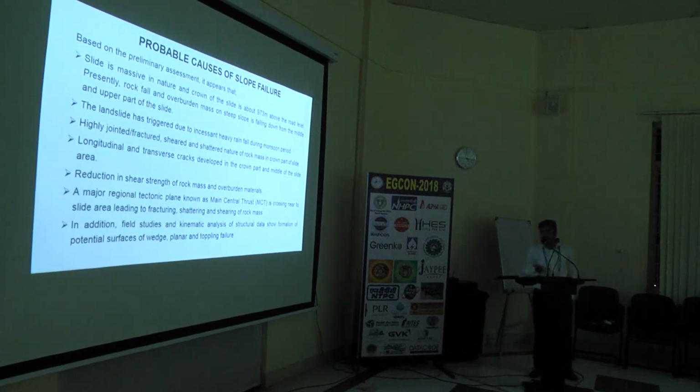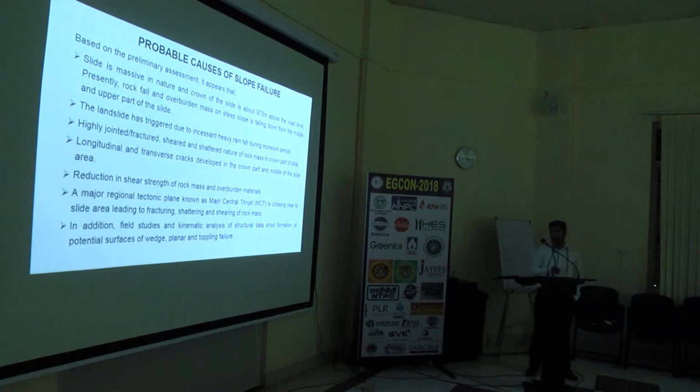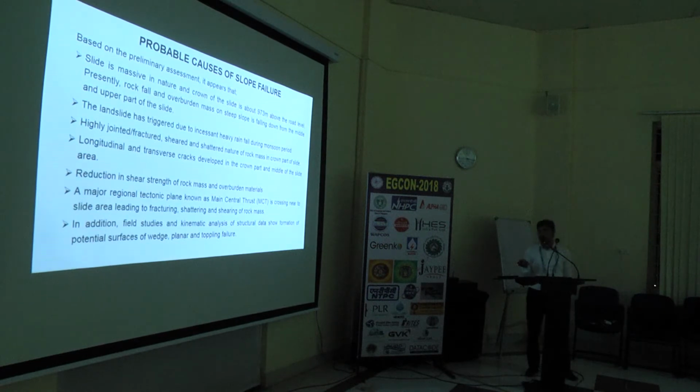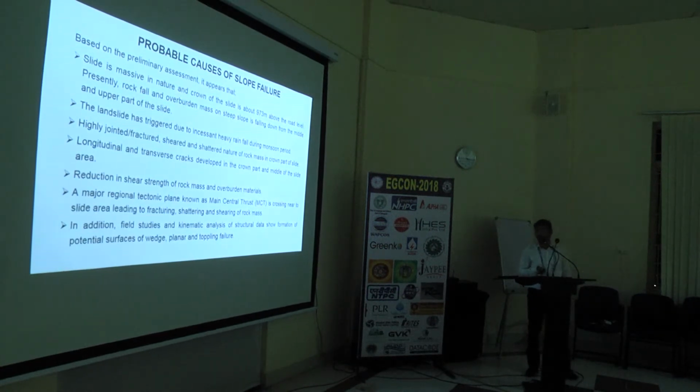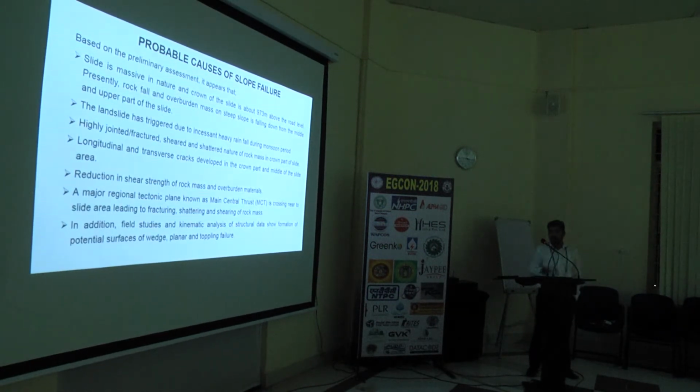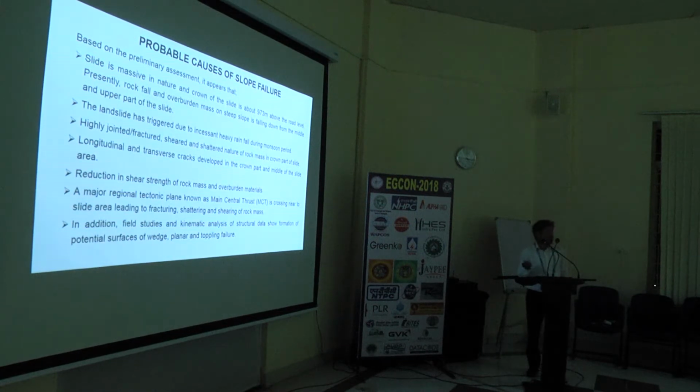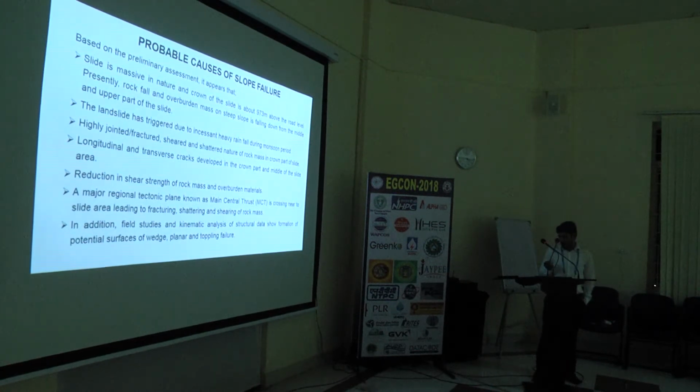And one major discontinuity plane, or regional discontinuity plane, is also nearby, which is affecting the rock mass in that area, as well as the stereo plots or kinematic analysis shows the formation of wedges, planar failure and toppling. These are the probable causes.